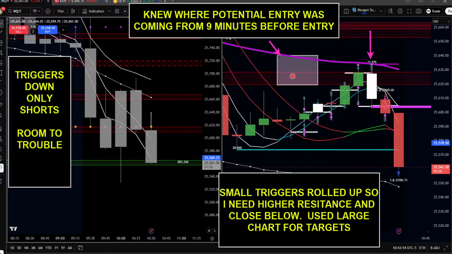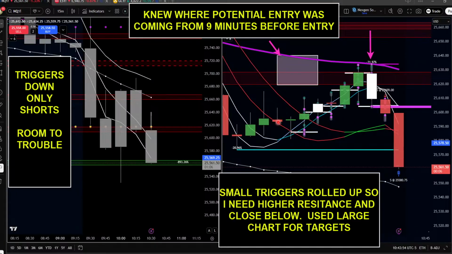And guys, we did this one live in the room, where we called our shot 10 minutes before we ever got an entry. And sure enough, the market came right back to the place where we drew the box, and it closed below the small triggers. And because there was room down to the large chart, that's exactly where we got paid. 25.5 to 61.50 after getting in at 09, which, guys, is almost a 30-point trade. That is almost $600 per contract.